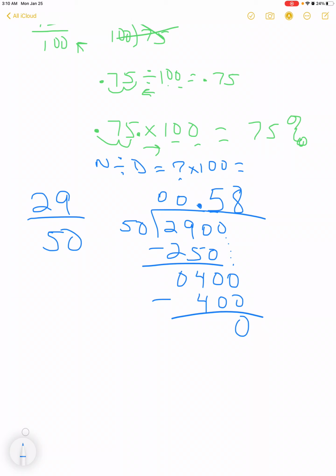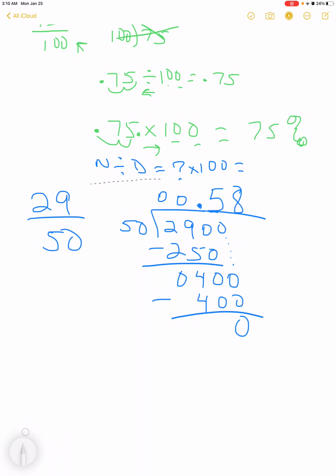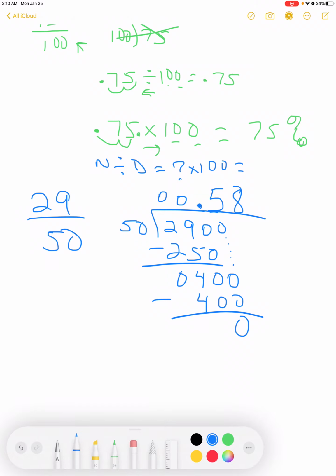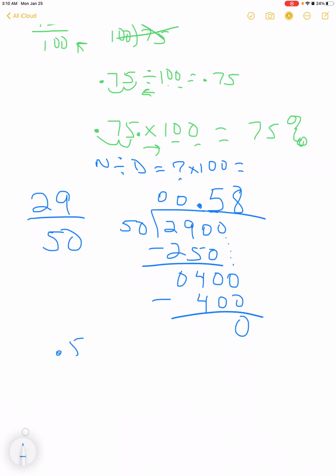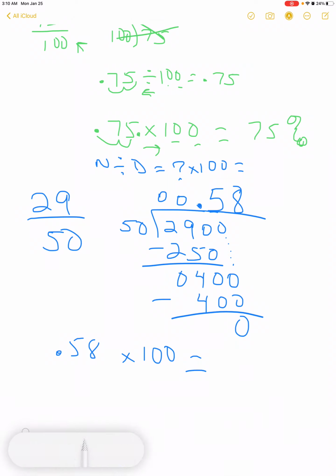So far, we've done this part of the standard algorithm. Numerator divided by the denominator. The only thing left is to take that number and multiply by 100. Okay? So I'm going to take our 0.58 and multiply by 100. All right, this is our base 10. Multiplication, easy stuff.